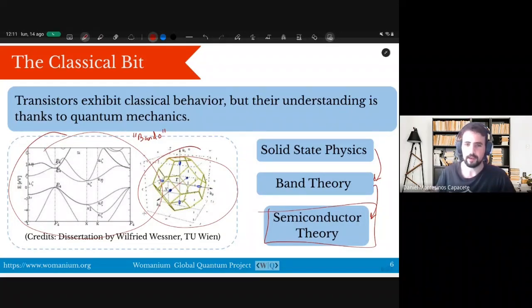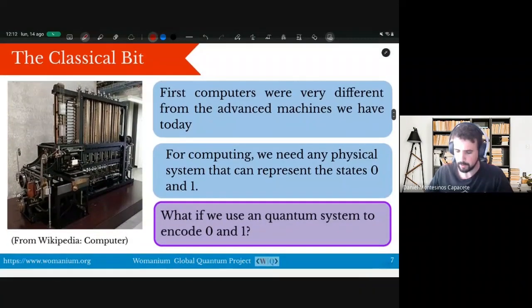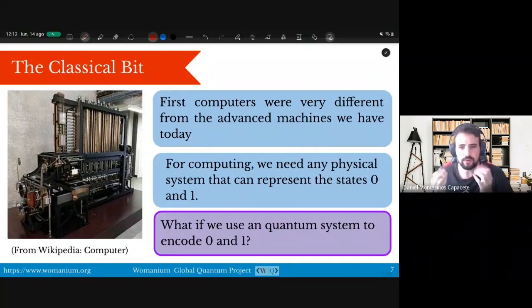The point of explaining this here is just to make you understand that the classical bit is something that exhibits classical behavior, in the sense that it is either zero or one, that's everything. But behind our computers, there is quantum physics, right? That's something I guess is important to have in mind. So, for example, the funny thing is that in order to represent 0 and 1, you don't really need a transistor.